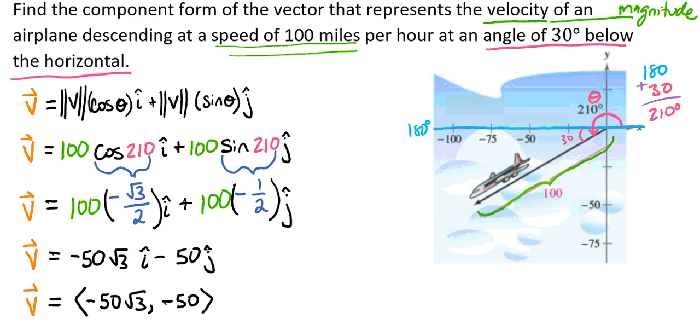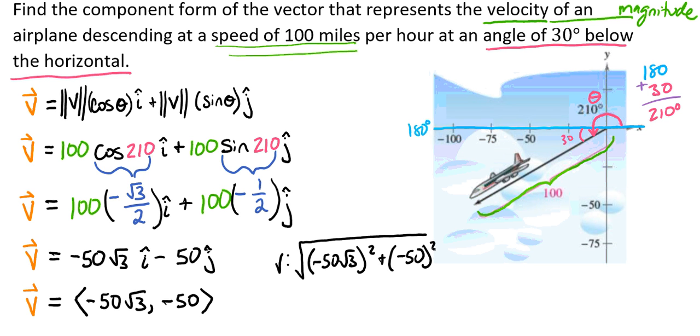Now we want to check our answer and make sure that we're good. So we want to make sure that we have a magnitude of 100. And so we'll just calculate our magnitude, which means that we're going to go ahead and plug in our components squared. So negative 50 radical 3 quantity squared plus negative 50 quantity squared.